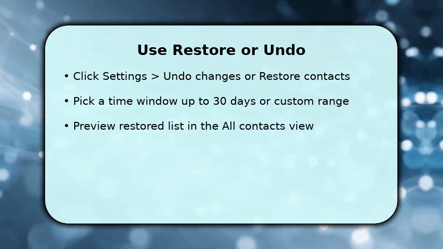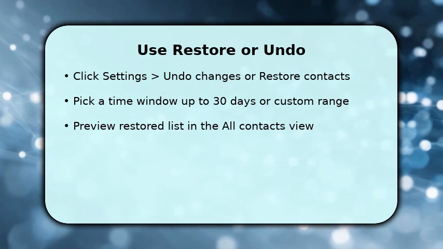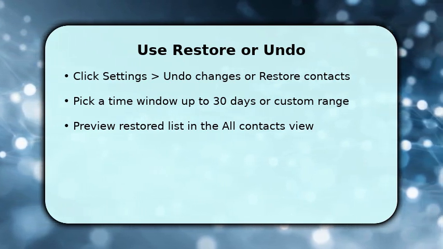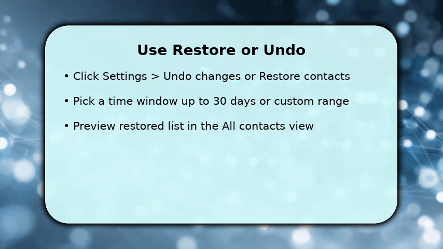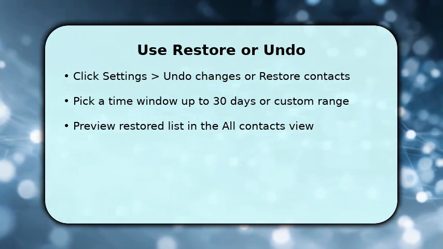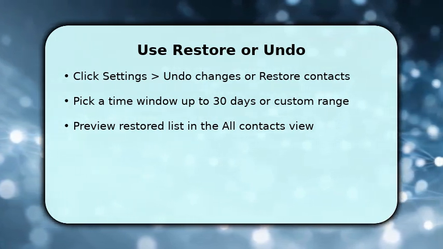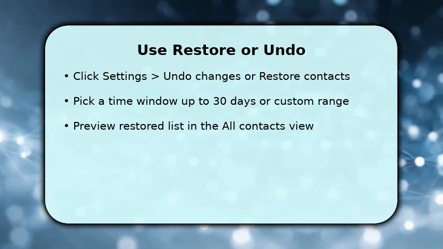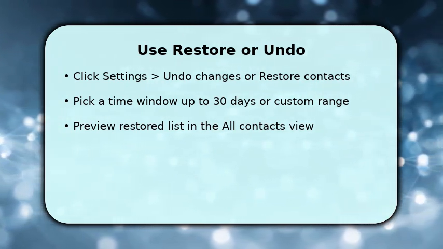You can pick a preset time window: 10 minutes, 1 hour, yesterday, or a custom time up to 30 days. This rewinds changes Gmail recorded. Choose the point just before deletion and apply the restore. Once applied, make sure to view all contacts to confirm items returned.